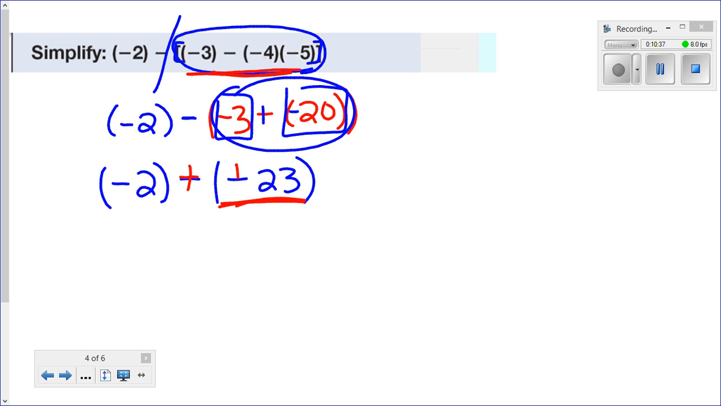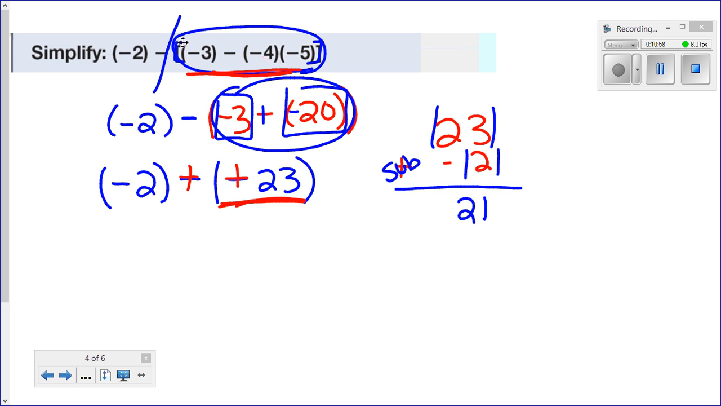So add your opposite. And there you are going to add the opposite, negative 2 plus a positive 23. They are different signs. Take the absolute value of both of the numbers, and we are going to subtract. 23 minus 2 is 21. And we are going to take the sign of the larger number. So your solution would be 21.